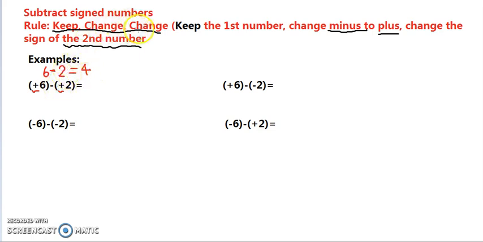But we can also use the rule to do the problem. The rule says keep, change, change. So we keep the first number, which is positive 6, and we change the minus sign to a plus sign. And then the second number has a plus sign in front of it, and we change that plus sign to a minus, because we have to do 2 sign changes. And we keep the number 2.